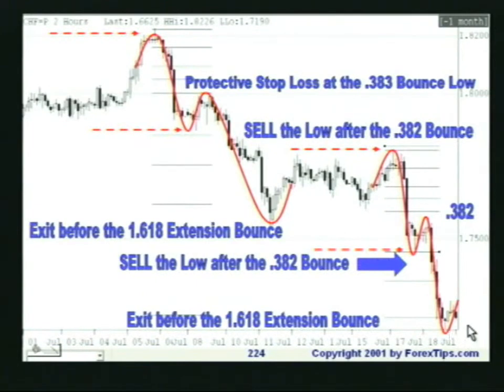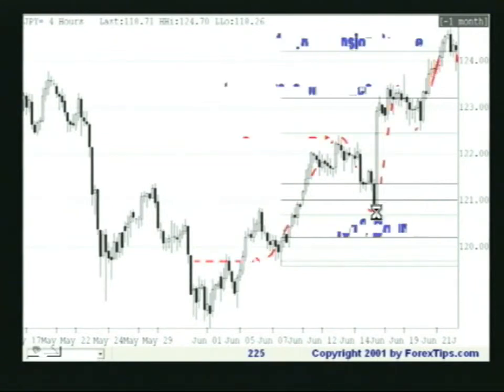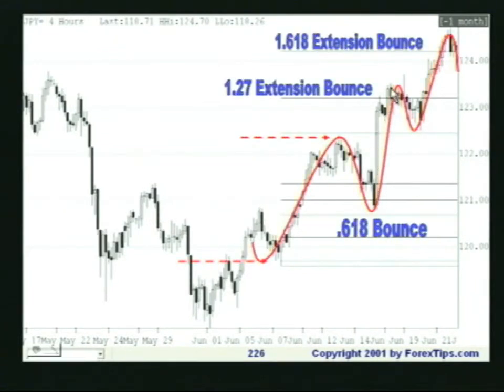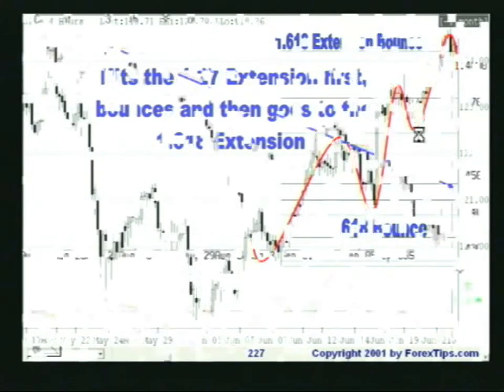Did you see this? There are two great trading opportunities here. You could sell the low here with a protective stop at the last high. How about selling this low with a protective stop at the last high? Exit before your extensions. How about this chart? See the market, how it bounced at the 618? Did you see that? Did you see how it went up to the 1.27 extension first, then to the 1.618 extension? The market hits the 1.27 extension first many times before it makes its way to a 1.618 extension.